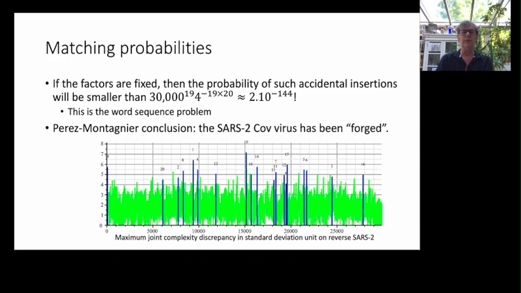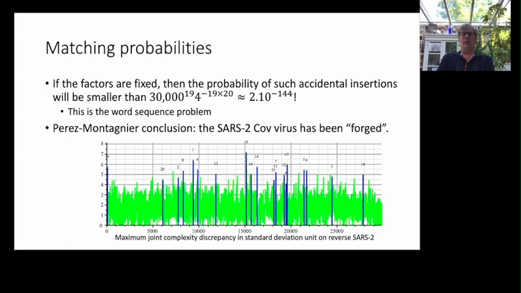Indeed, if you consider this as a set of fixed factors, then the probability of such accidental insertion, if you remember the slides about the word sequence problem, will be of order 10 to the minus 144, which is basically, if you want to get such a result, you should better bet on the lottery. Therefore, the conclusion of Perez and Montagnier is that the SARS-2 COVID virus has been forged.